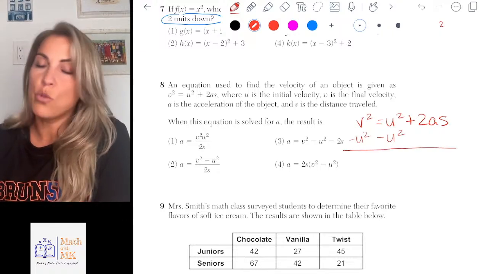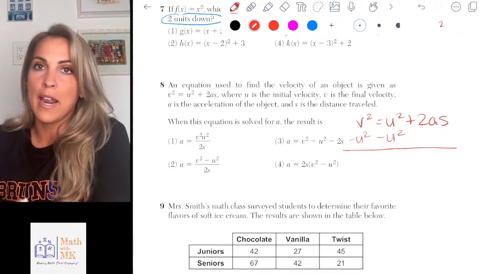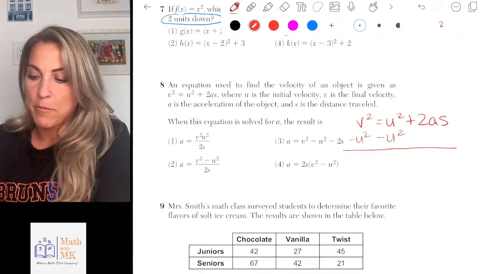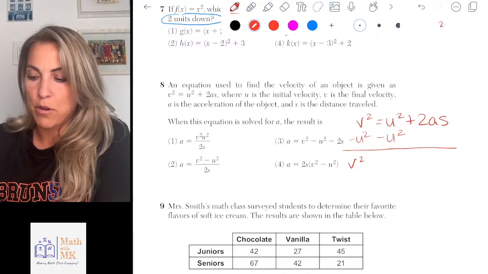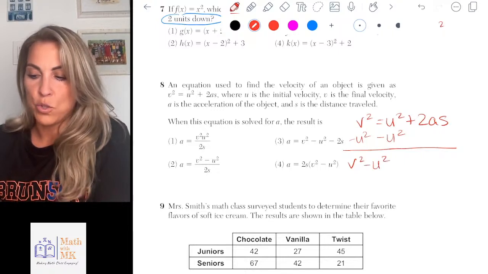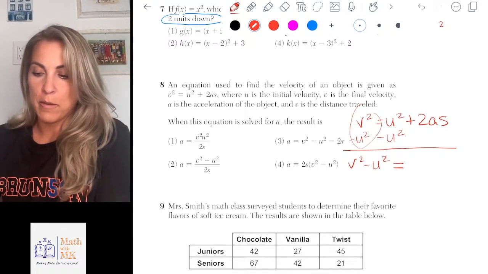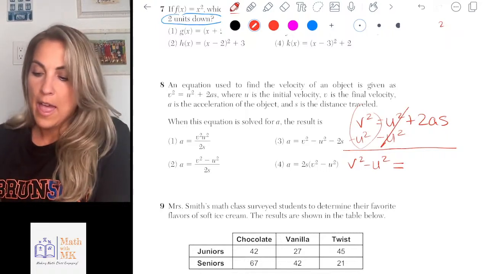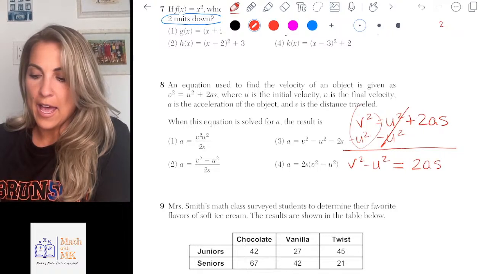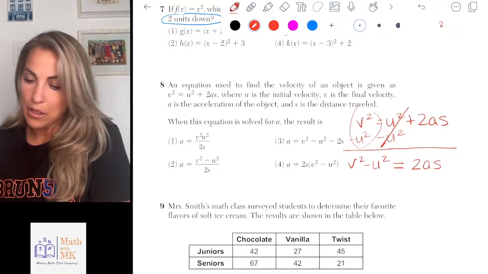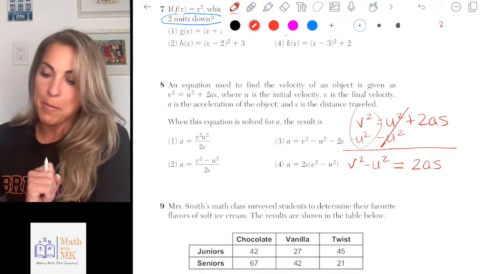Now, v squared and u squared, of course, are not like terms, so I'm not actually going to get a difference there, but I'm just going to rewrite it as a subtraction problem. So v squared minus u squared, that's the left side, equals, now on the right side, because I did u squared minus u squared, that canceled itself out, and now I'm left with 2as. All right, so I'm one step closer to getting the, what are we looking for, a? Yeah, the a by itself.